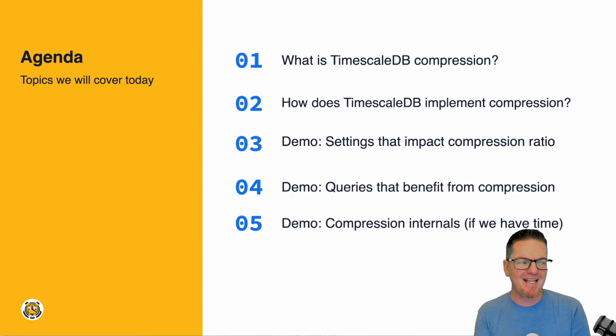First of all, settings that impact compression, right? That is one of the first things that I think there's some misunderstanding of. Because of how it works, the way that you set it up can really impact how good of a compression ratio you get, and then maybe even how some of your queries perform. And I'm going to try and demo a couple queries that might benefit from compression. And then finally, if we have some time, I might try and look at a couple of the internal tables that are dealing with compression.